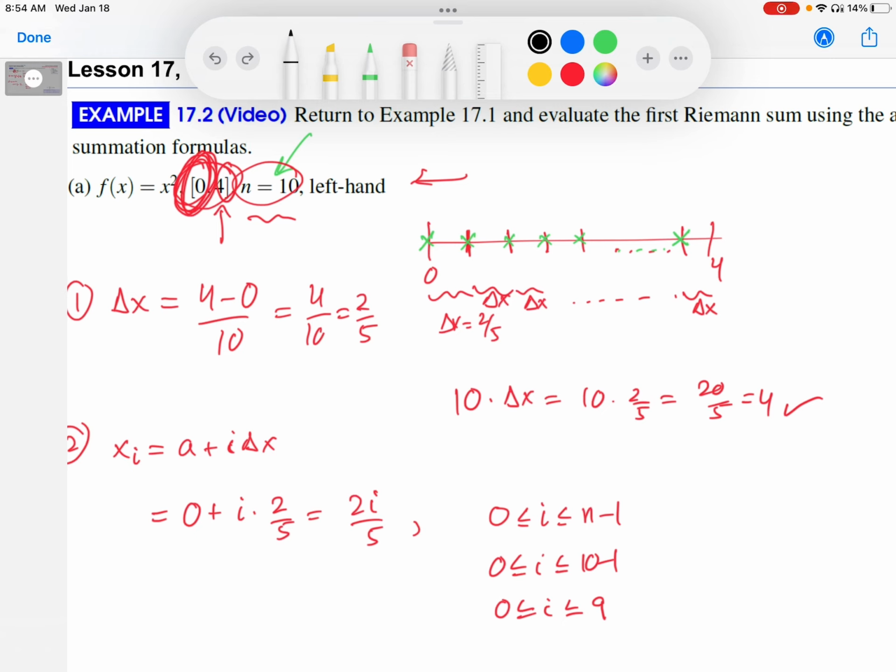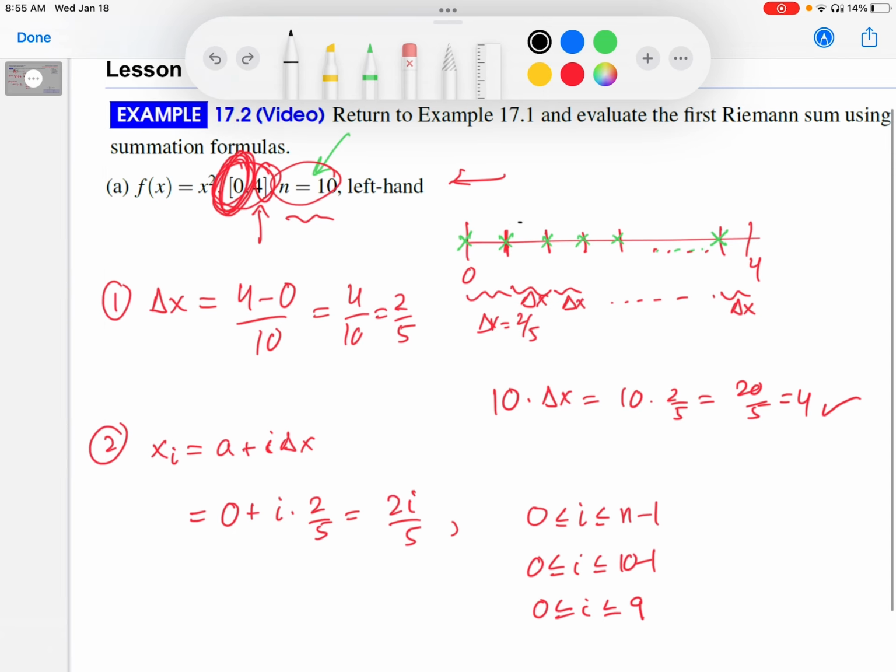You can see that if I look at any subinterval, the x value of this subinterval is on the left-hand side. For this subinterval, the x value is on the left-hand side, and so on and so forth, to the last one. The x value is on the left-hand side. So that's the idea with the left-hand sum.